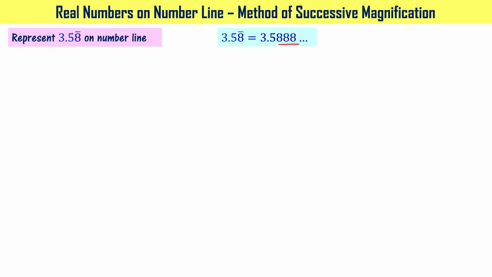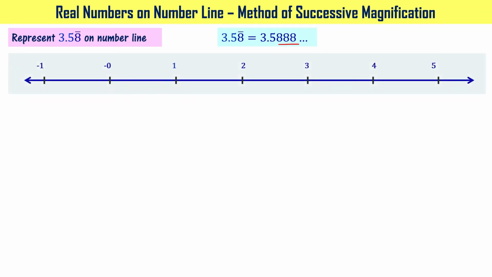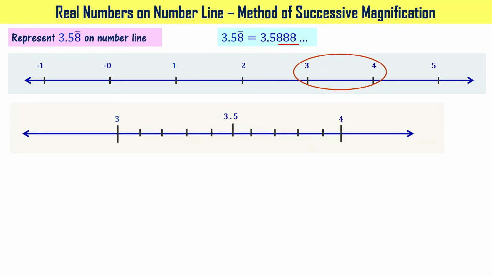So let's represent this on the number line. As you see here, this is 3.588 and so on, which is greater than 3 and smaller than 4, right? It means we have to magnify the portion between 3 and 4. When you magnify it, you get a number line like this, the magnified portion, right?